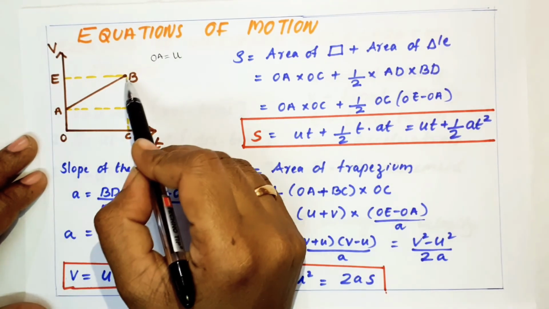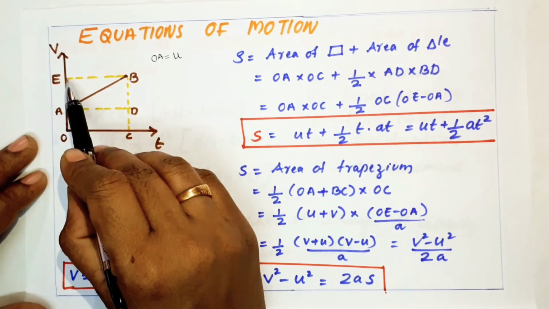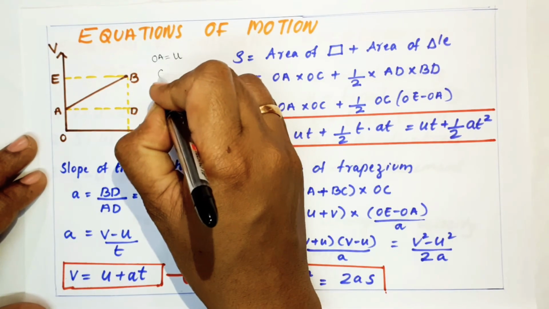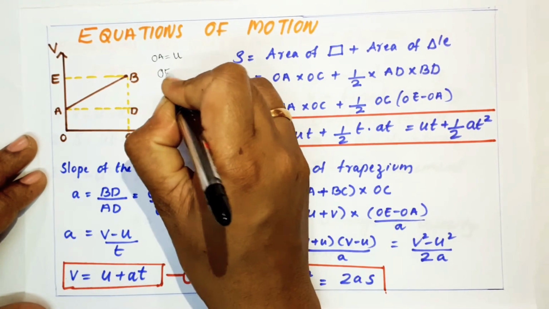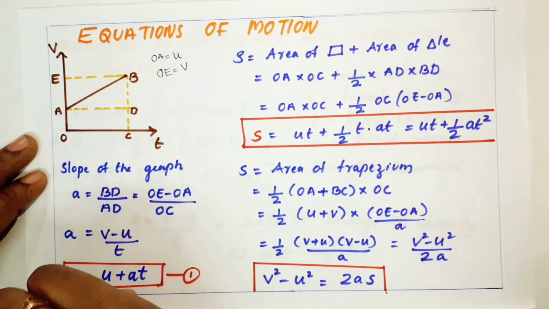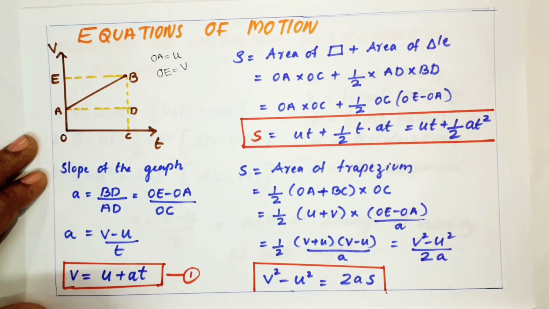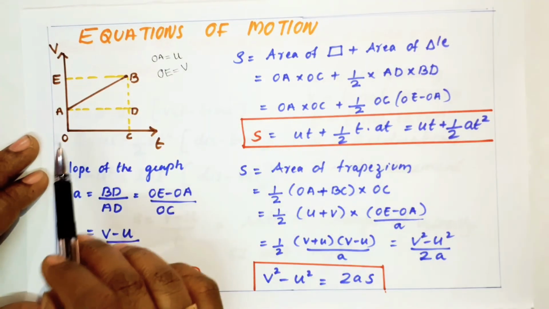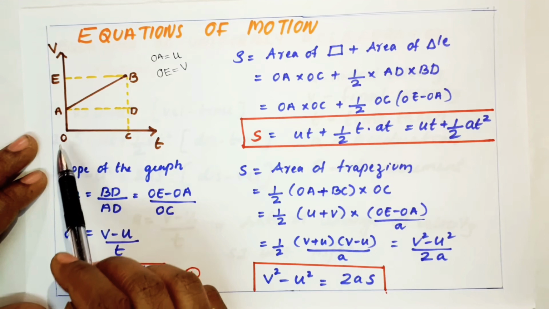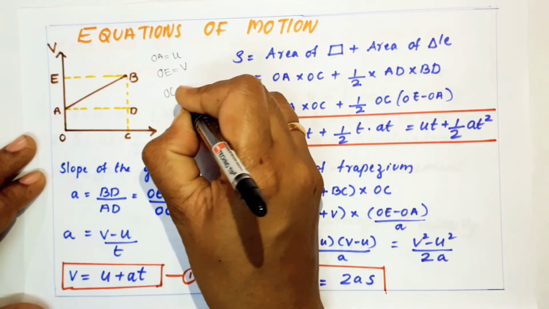After some time the body reaches B, and the corresponding y-axis point is E. So OE is nothing but the final velocity V. So U and V are the two representations of velocity, initial velocity and final velocity. And the body moves from A to B in a time of O to C. So OC I can take as T.